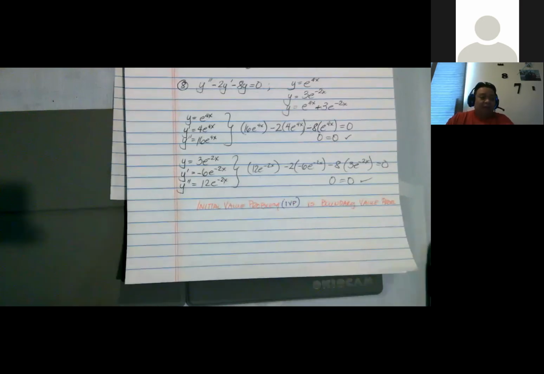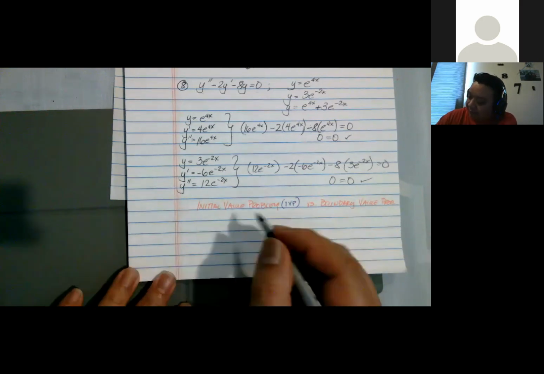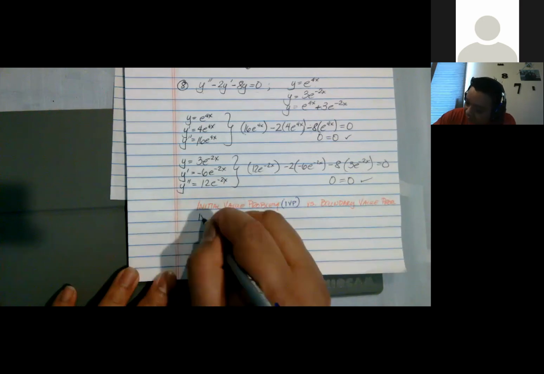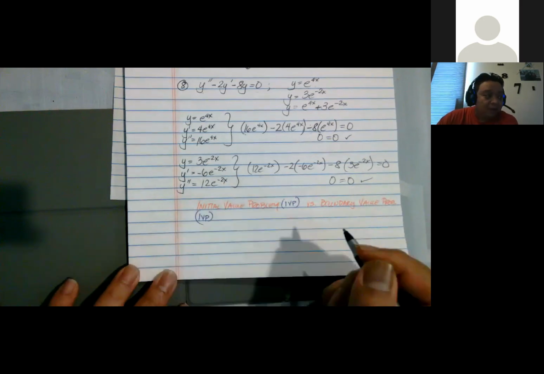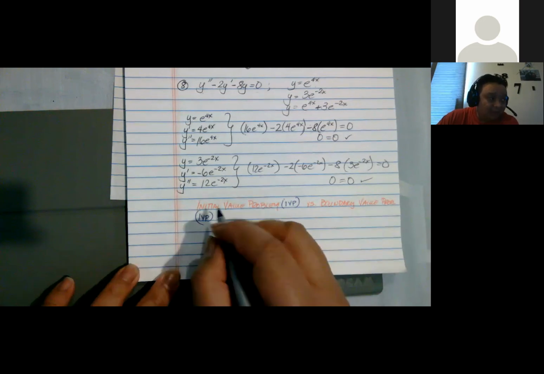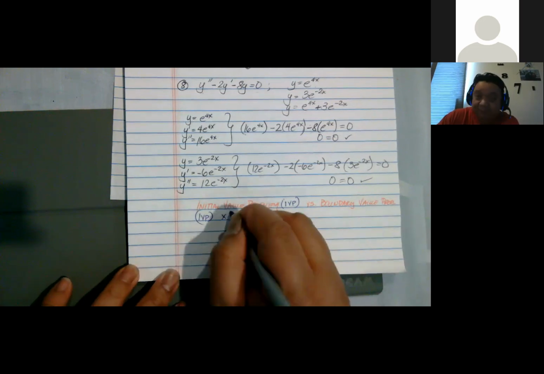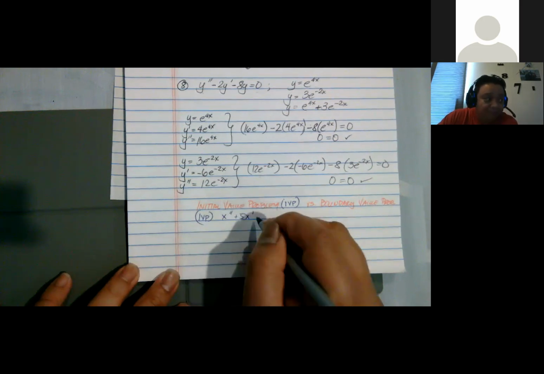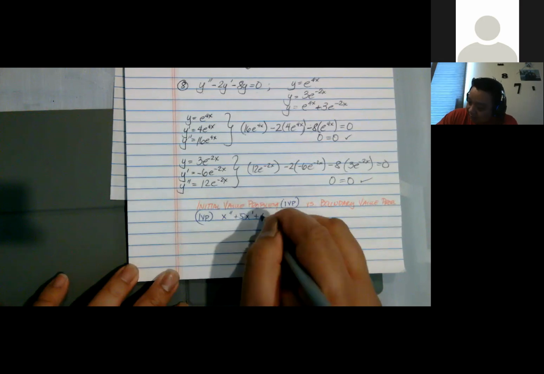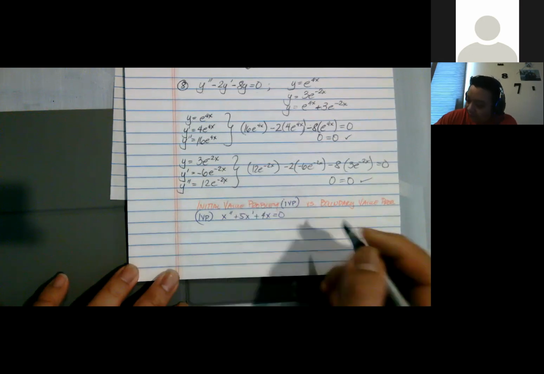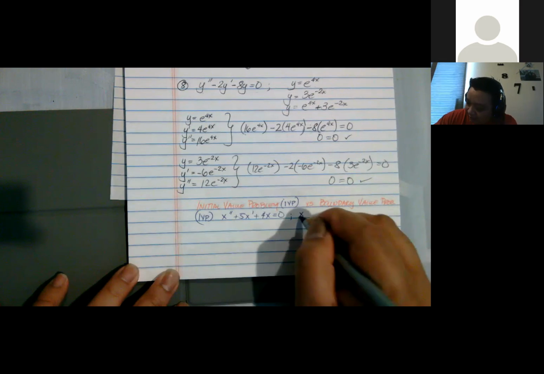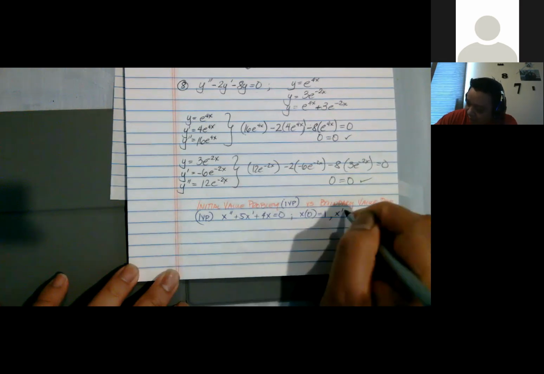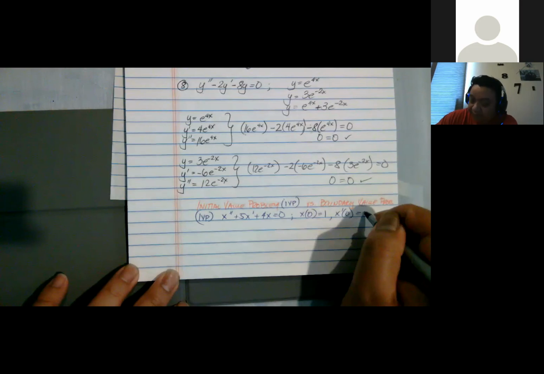And so here are examples of each one. So initial value: we have x double prime plus 5x prime plus 4x equals 0. And then we have x of 0 is 1, x prime of 0 is 2.